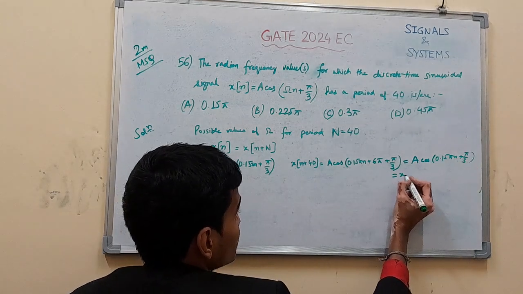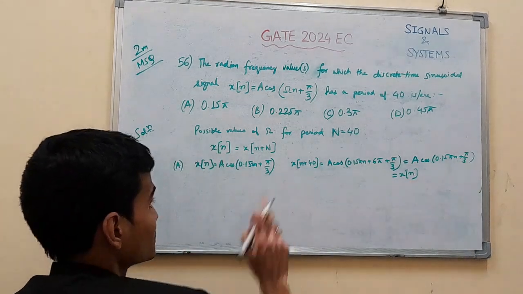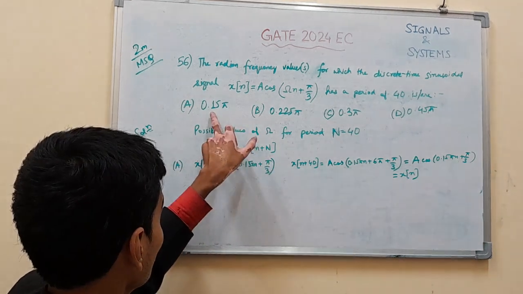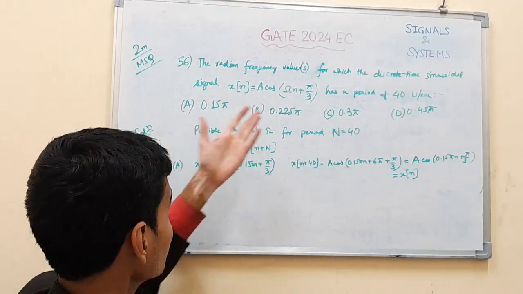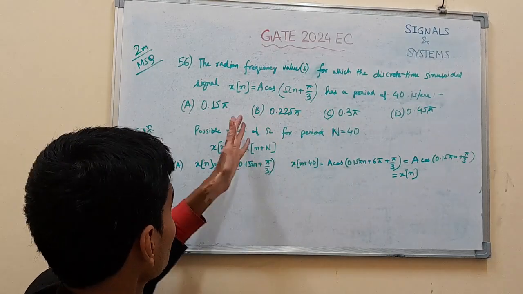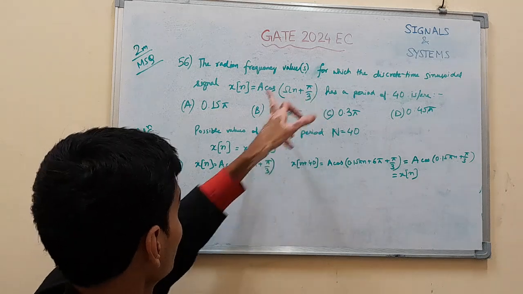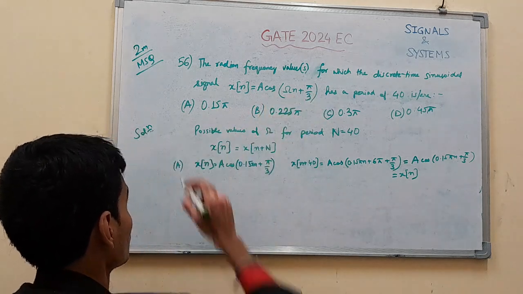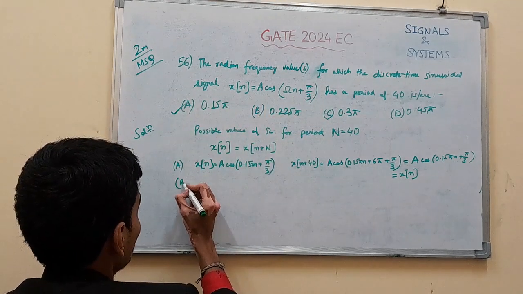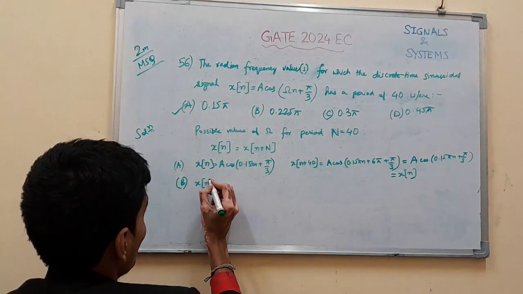This is simply the same as x of n. So basically we can say that 0.15 pi is a period of 40, that is, 40 is the period of x of n if omega equals 0.15 pi. So 0.15 pi is correct. Let's move to the next option.